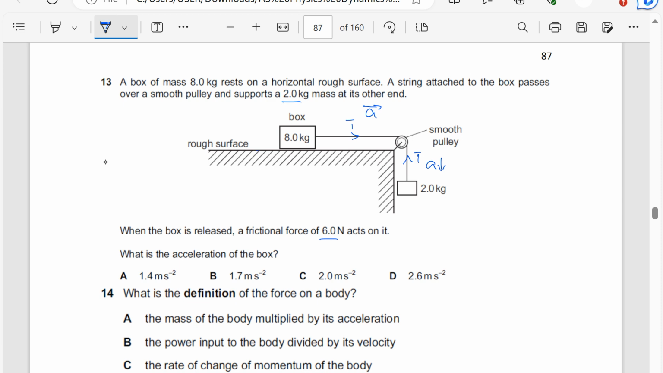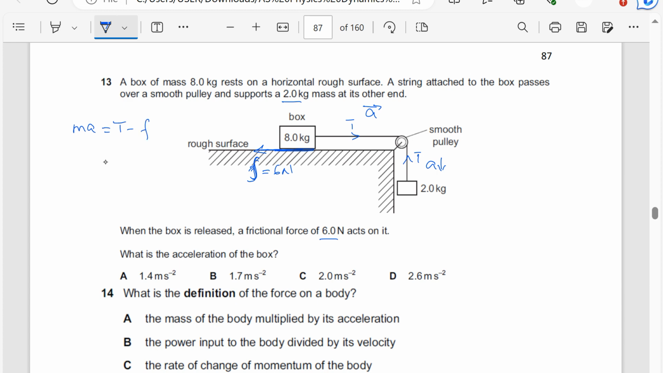There is a frictional force between the box and the surface. I will call it F, small letter f, for frictional force. When the box is released, a frictional force of 6 newtons acts on it. Considering the box and using Newton's second law, the resultant force, m times a, should be equal to the tension in the string minus the frictional force F.